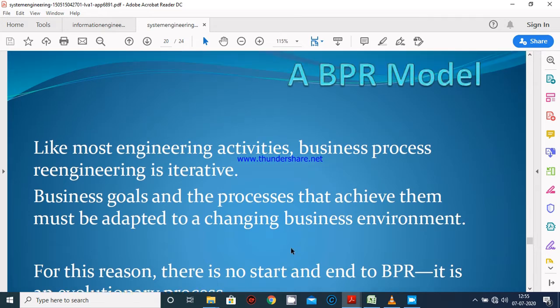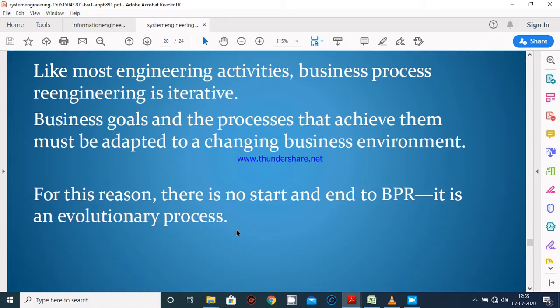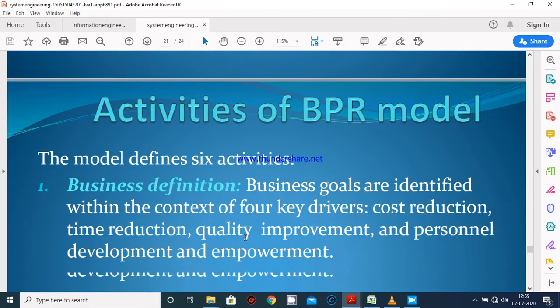So here is the example. I'm going to take a BPR model example, that is business process re-engineering, for better understanding of product engineering. Like most engineering activities, business process re-engineering is iterative, and the iterative waterfall model we have already studied in BTech. Business goals and the processes that achieve them must be adapted to a changing business environment. For this reason, there is no start and end to BPR. It is an evolutionary process.